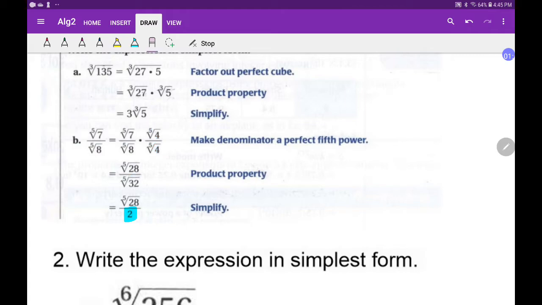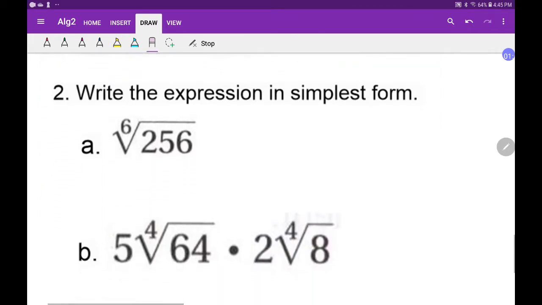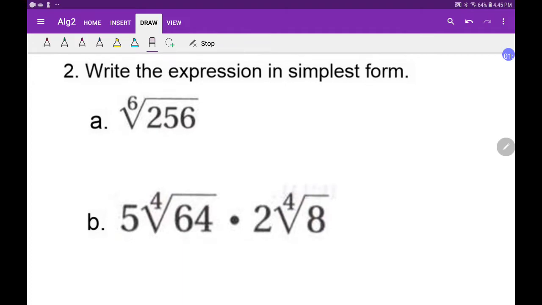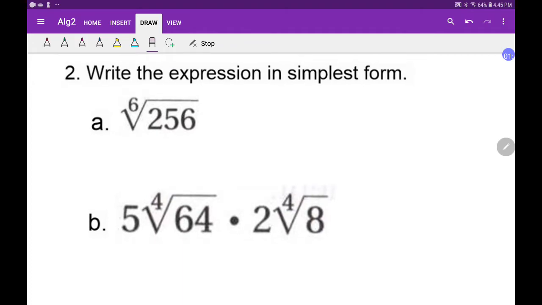Okay, so it's an option anyway. It's kind of like when we get rid of a radical on the bottom. That's kind of like what we're doing. We did that with conjugates, but anyway, this is a little different. So write the expression in simplest form.